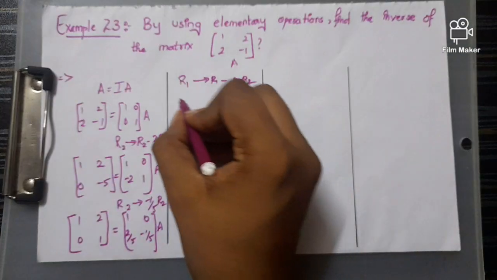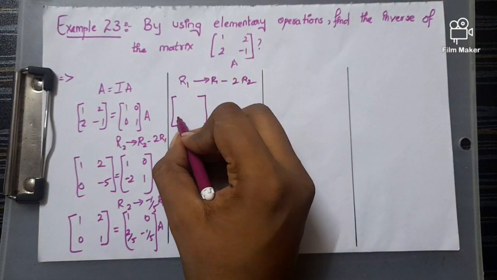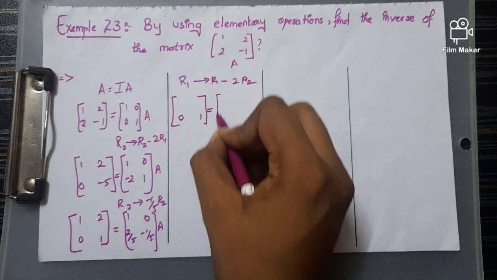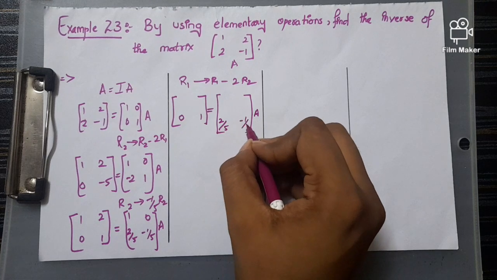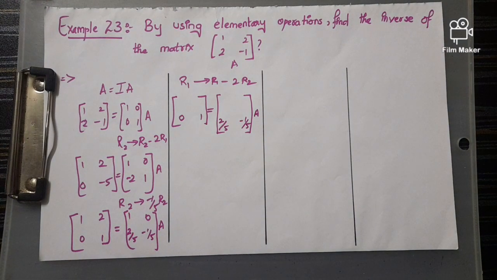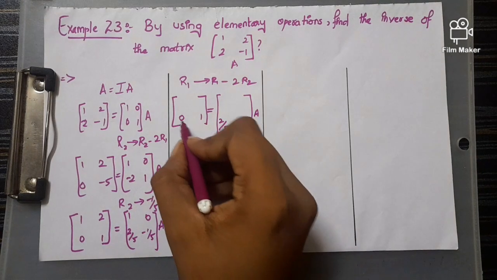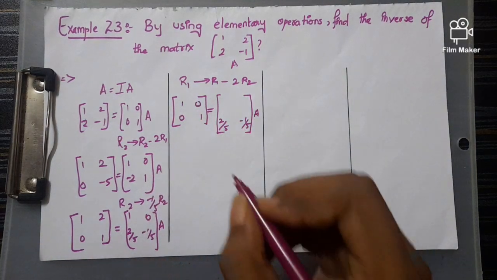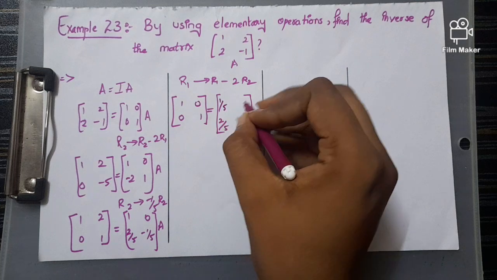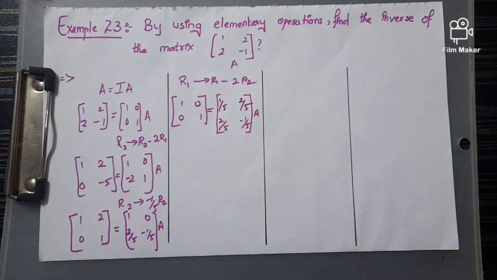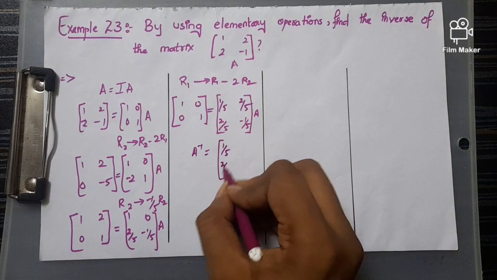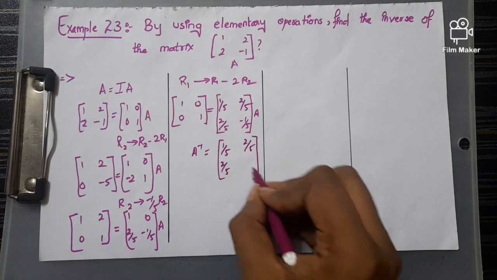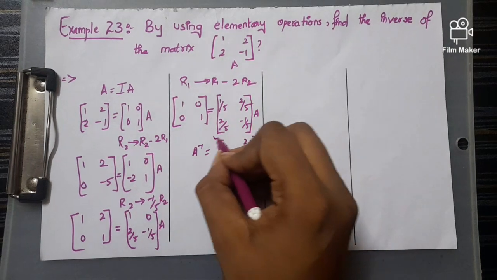Have a look at it. Here we are just changing the value of R1, so R2 remains undisturbed, both on the right side as well as the left side. So 2 by 5 and minus 1 by 5 both remain undisturbed. Now when you change R1 to R1 minus 2 R2, you get [1 0; 0 1] on the left, and the right side is [1/5 2/5; 2/5 -1/5]. This value will be your A inverse.